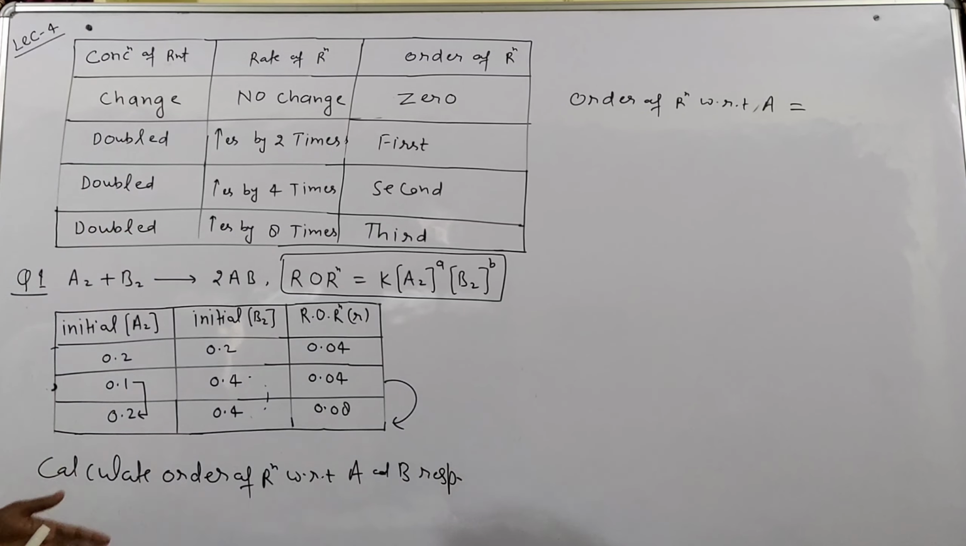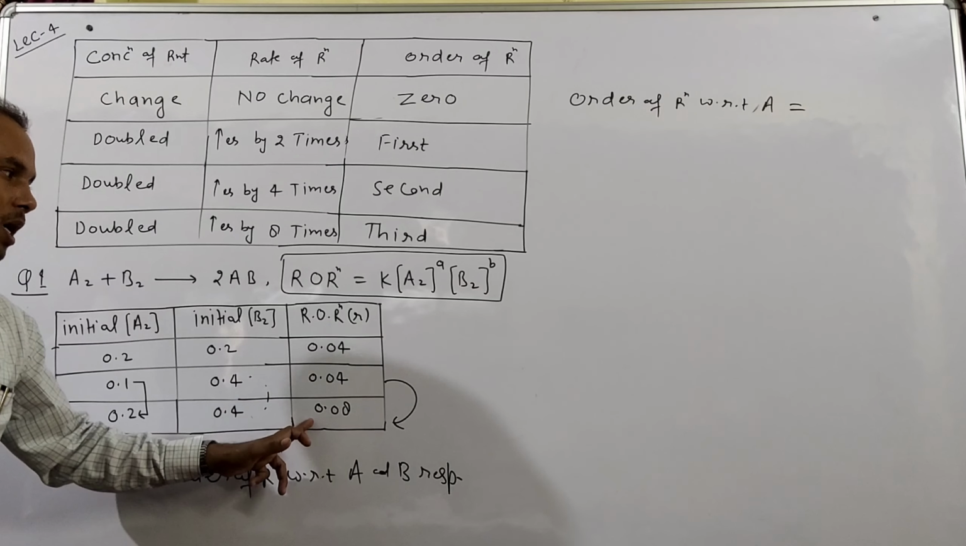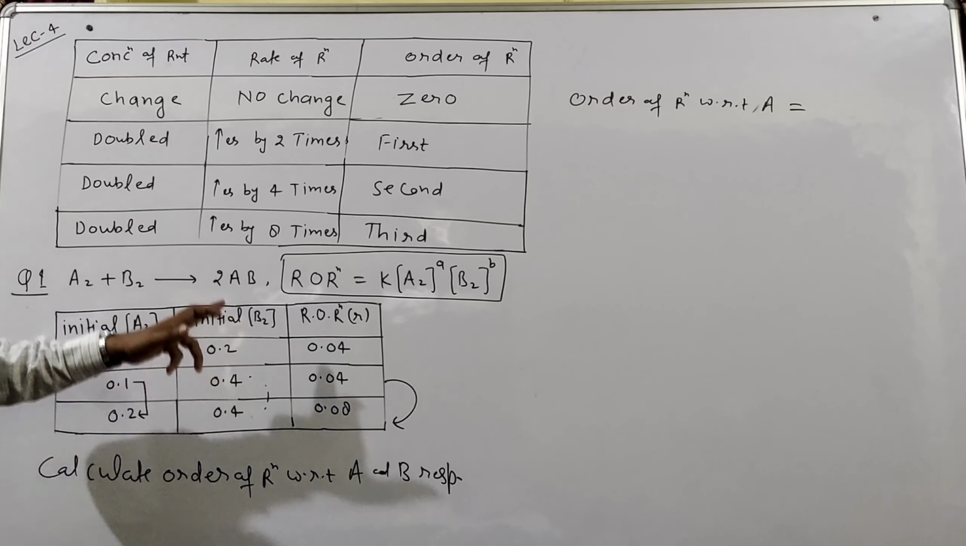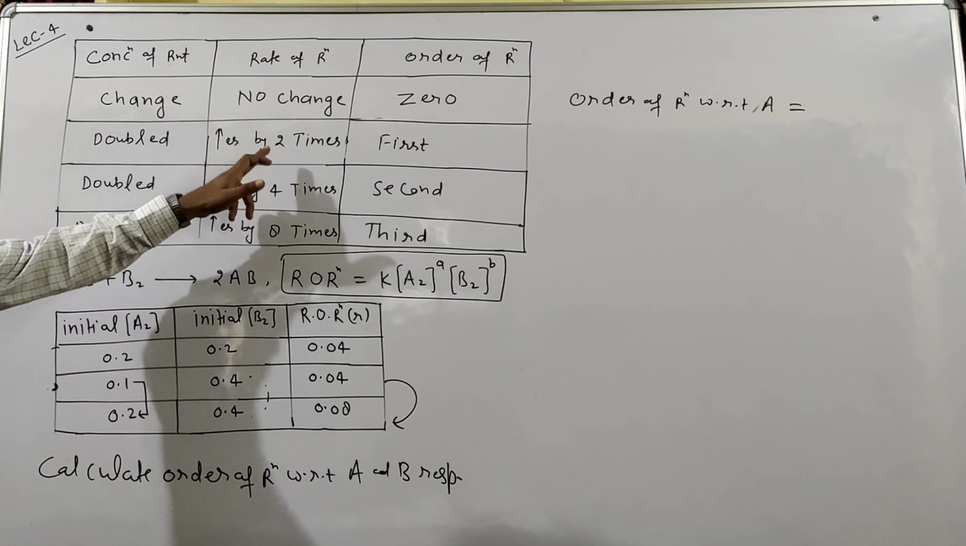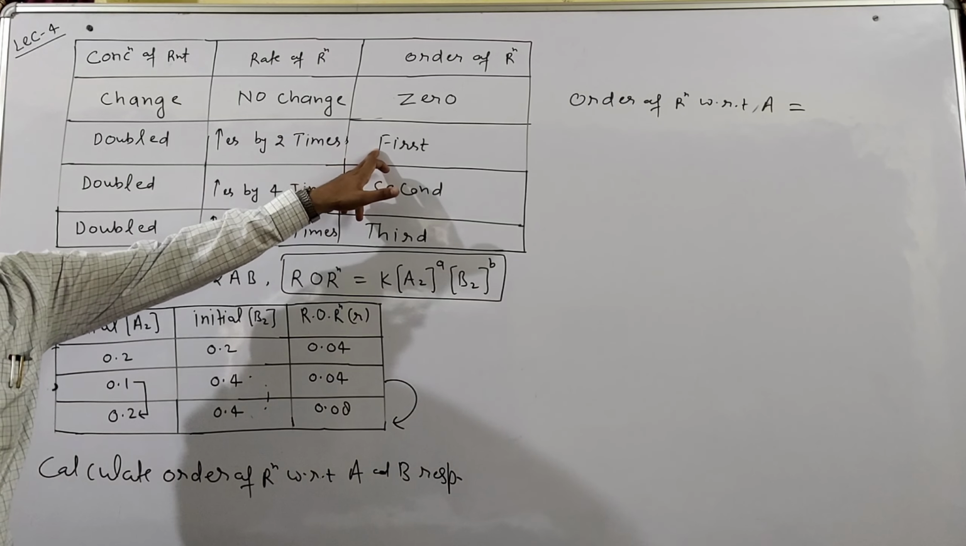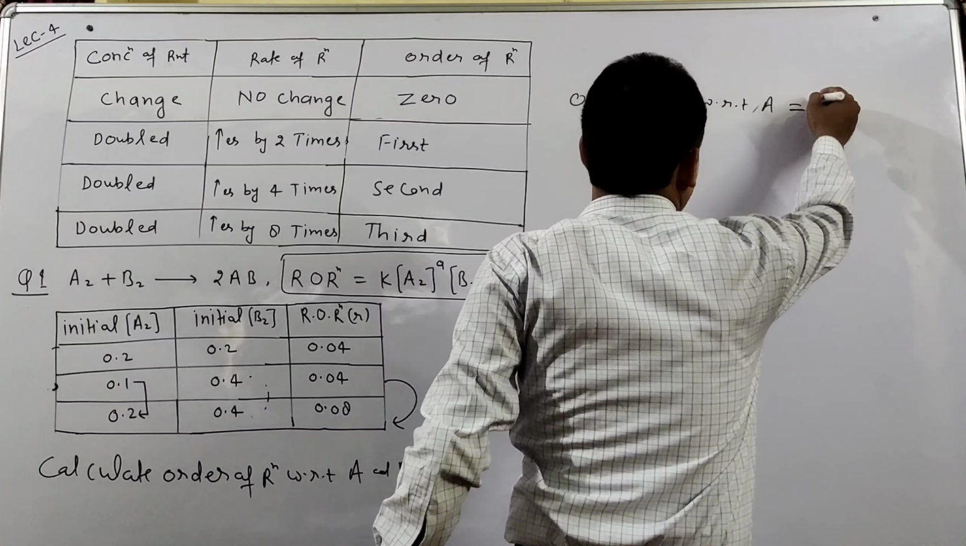It means the rate of reaction also doubled. If we double the concentration of the reactant and the rate of reaction also doubles, in this case the rate of reaction increased by 2 times, that means first order reaction. So the order of reaction with respect to A is first order.